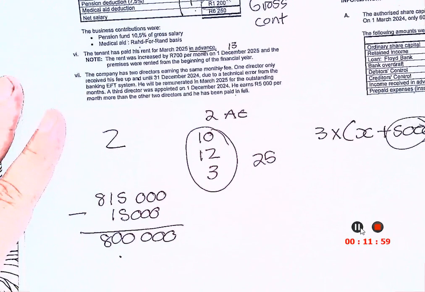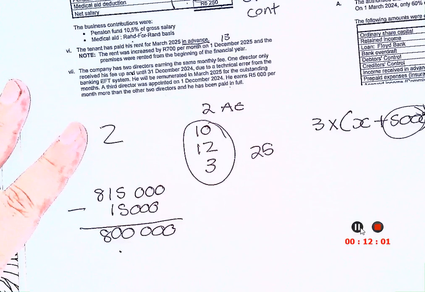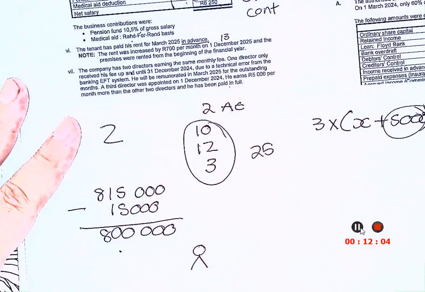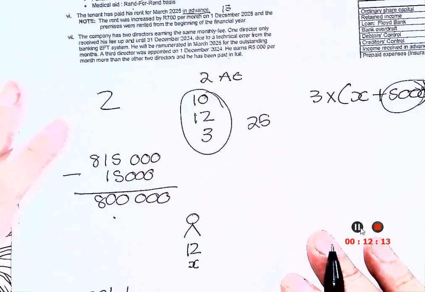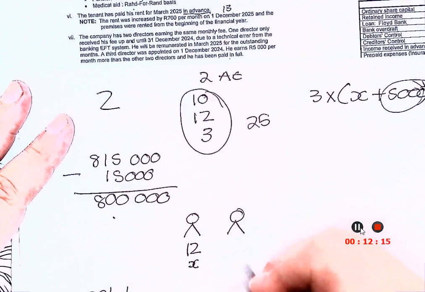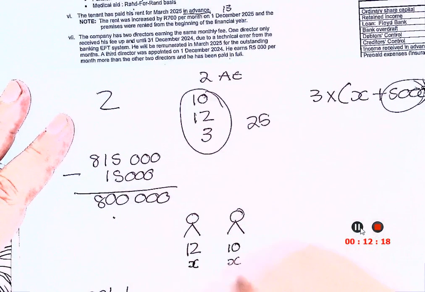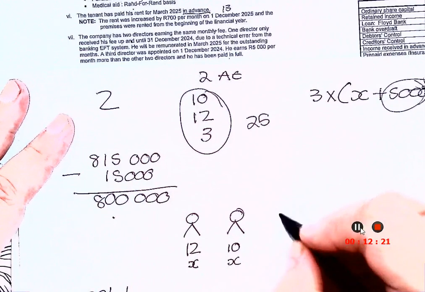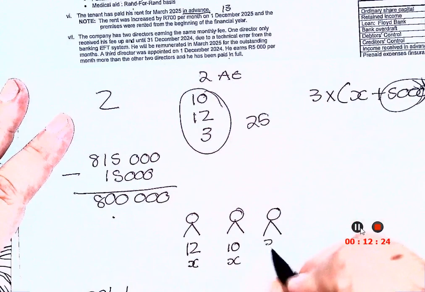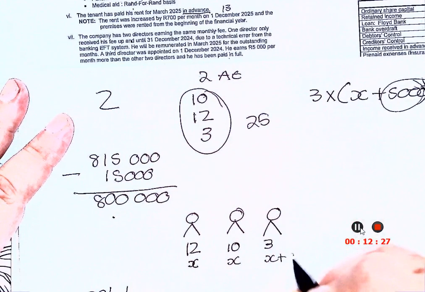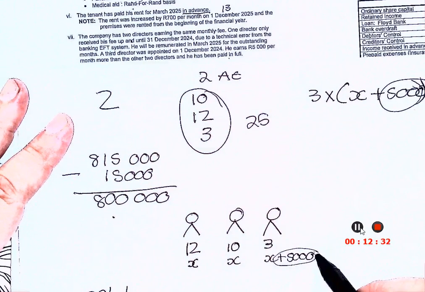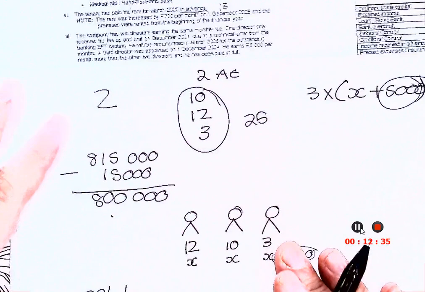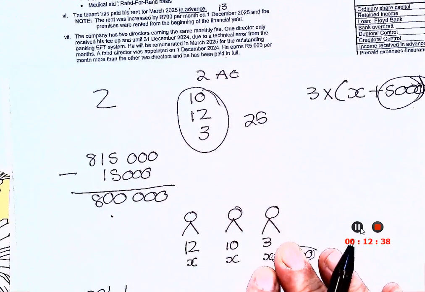Okay. So let's start again. So this is director 1. He gets his 12 months at the value, let's say X. That's how much he earns. Okay? This is director 2. He only got 10 months, but he got the same as this guy. This is director 3. Director 3 got 3 months, but he got X plus 5,000. You see? So now, if I take that 5,000 away, can you see? Then everybody earns the same.